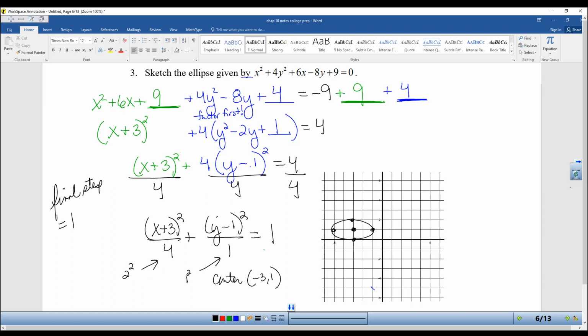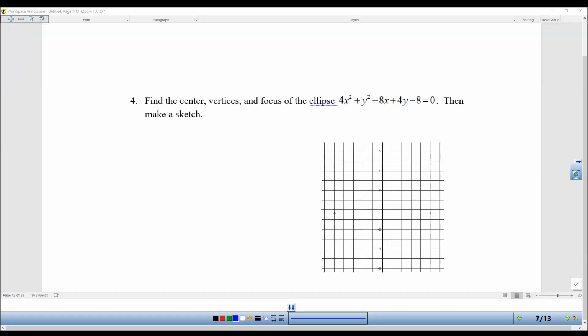They didn't ask us for foci or anything this time, so we don't have to do that. You can practice it if you want to. If you need that extra work, the foci are at negative 3 plus the square root of 3, comma 1, and negative 3 minus the square root of 3, comma 1. So if you want to practice finding that, you certainly can.